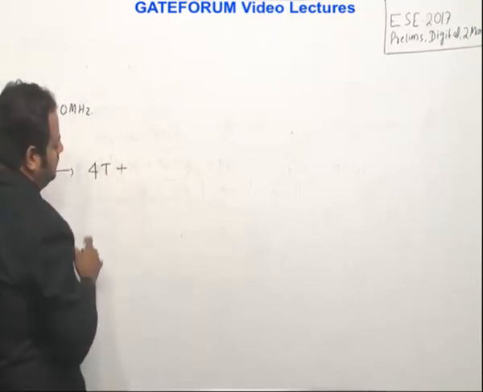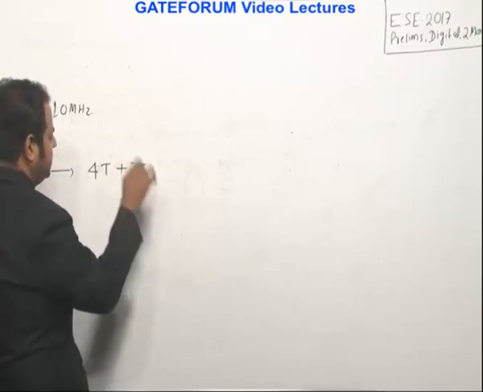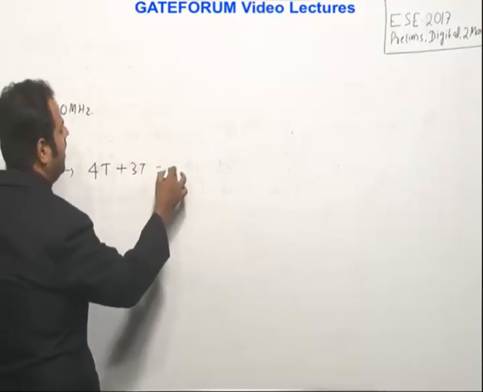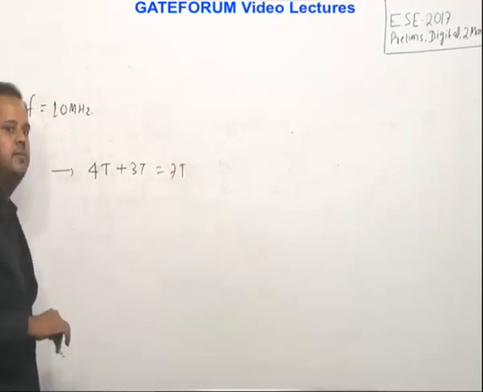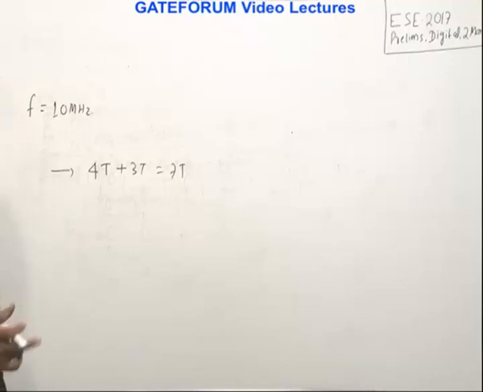So 3 wait states means 1 wait state is 1 T state, so 3 means 3 T states. For the execution of the instruction, including the instruction and the wait states, how many T states are involved in total? 7 T states are involved. So what is the meaning of T state? A T state is 1 clock width, right?